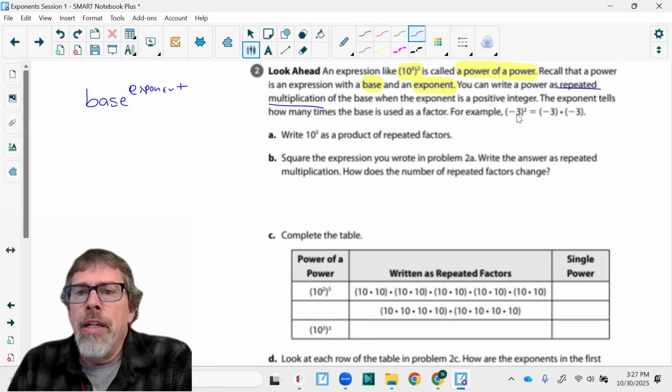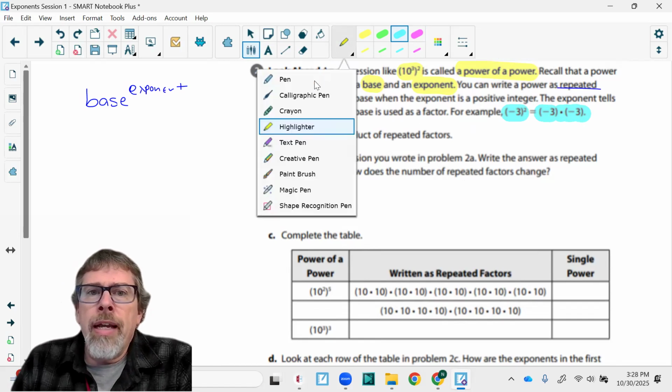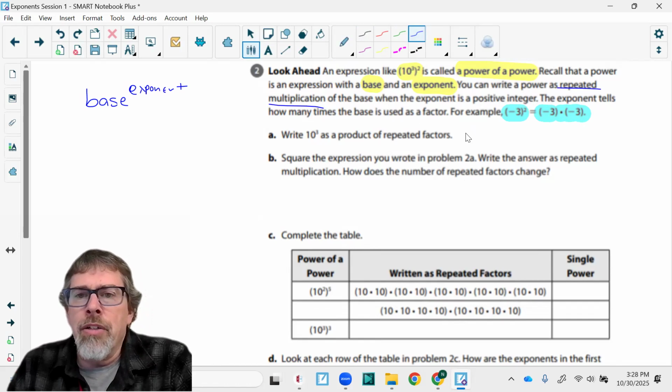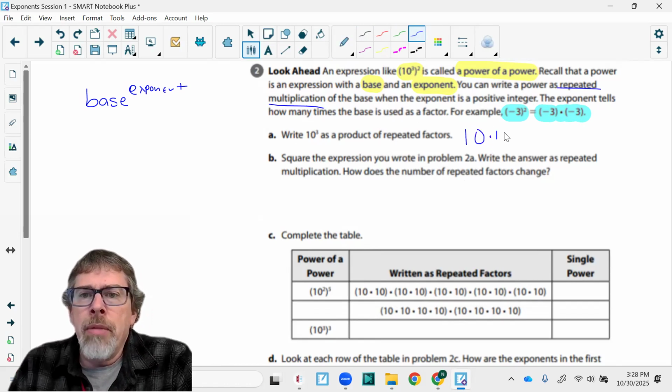For example, -3 squared means -3 times -3. So the first thing it asks us to do is write 10 to the third as a product of repeated factors. Well, the base is 10, and it's repeated 3 times. That's what the exponent tells us. So it's 10 times 10 times 10.